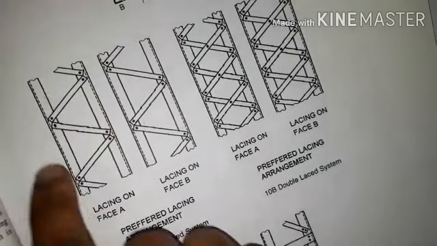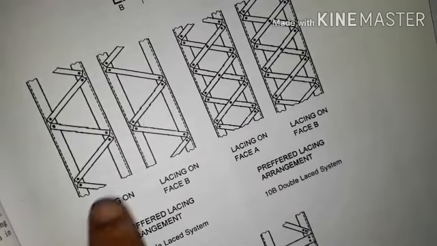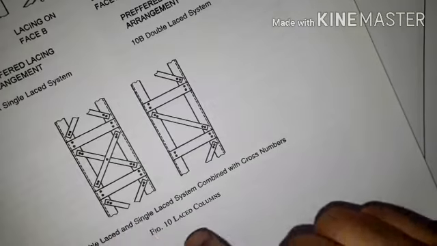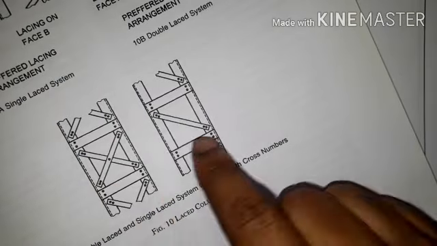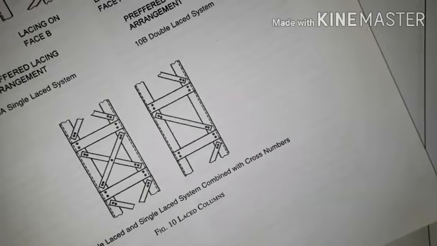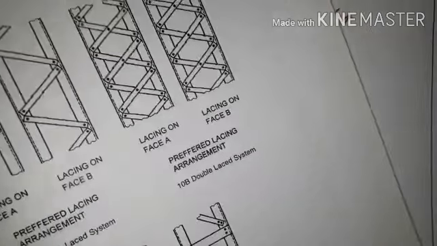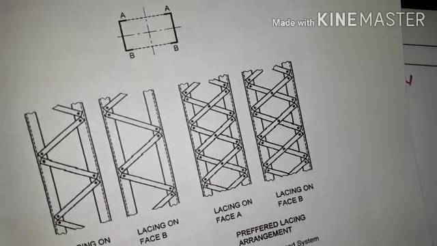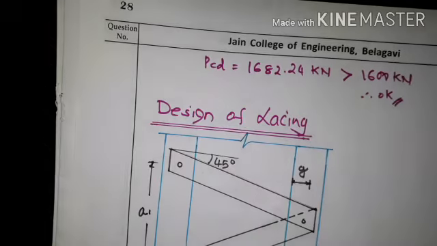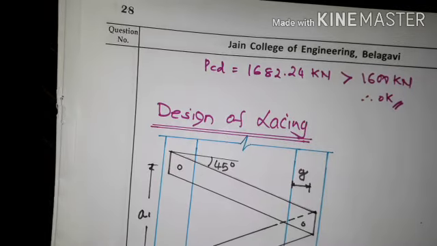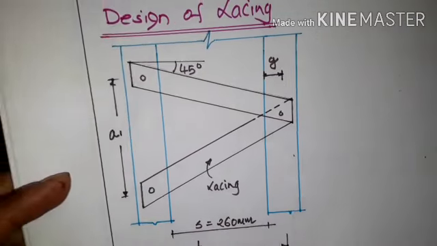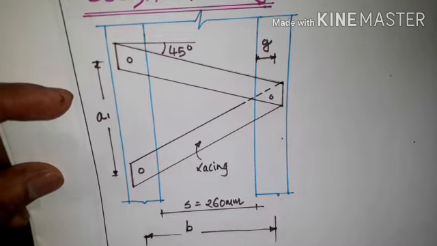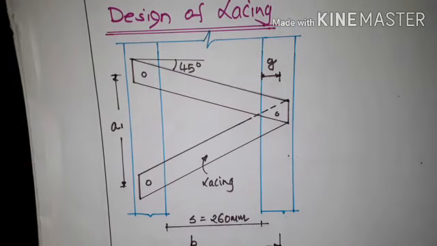So we can see here a built up section with a single lacing and a built up section with double lacing, and again we have the built up section with the lacing plus additional plates. In this we are going to design the single lacing system. So I have represented that in our sketch, and I'll explain the components.